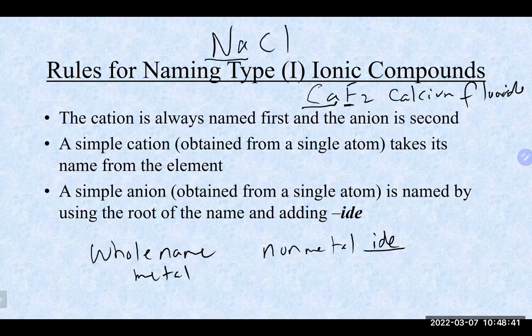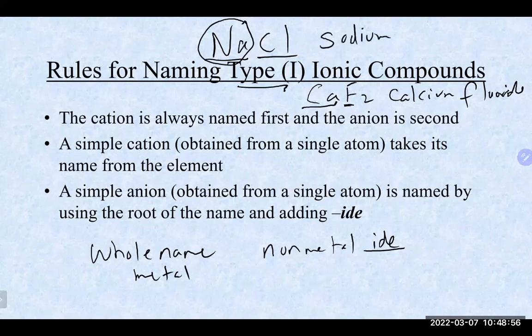Same thing earlier, we saw NaCl. When I look at this, Na is a metal, Cl is a non-metal. That tells me it's an ionic compound. The sodium, which is group 1, has a fixed charge. That tells me it's a type 1 compound. And that's all I have to worry about: sodium chloride.